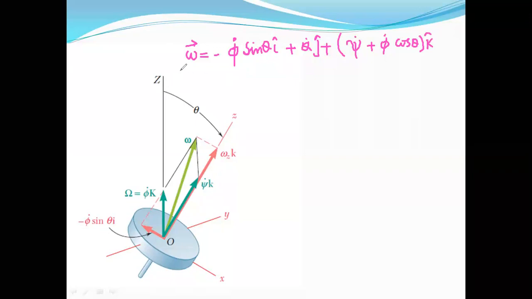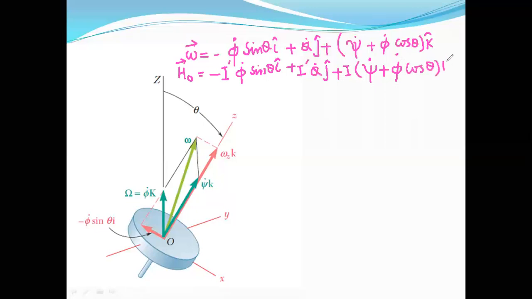And we also derived that the angular momentum of the disk about an axis passing through point O was coming out equal to minus I prime phi dot sine theta I cap plus I prime theta dot j cap plus I, that's the moment of inertia about the z axis, times psi dot plus phi dot cos of theta k cap. This is what we had derived previously.